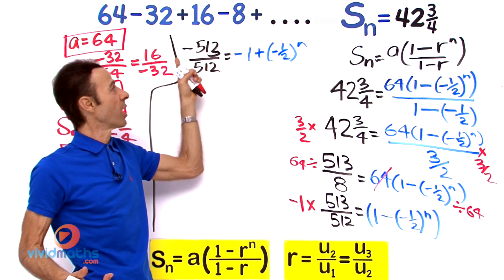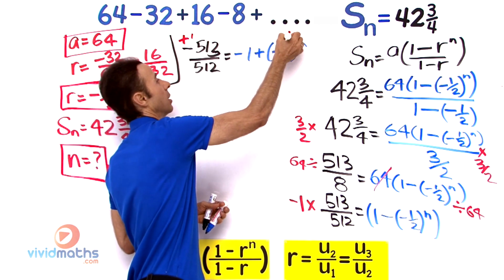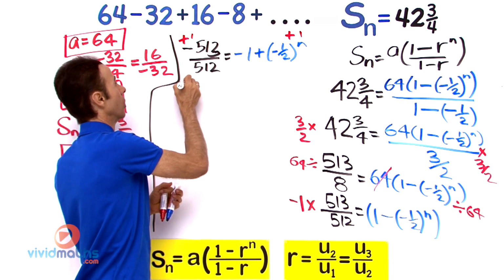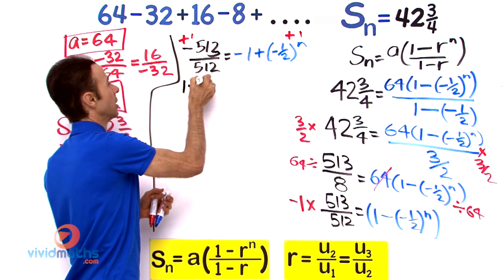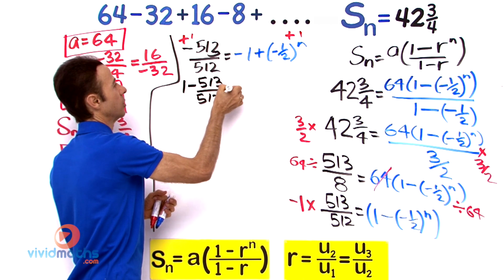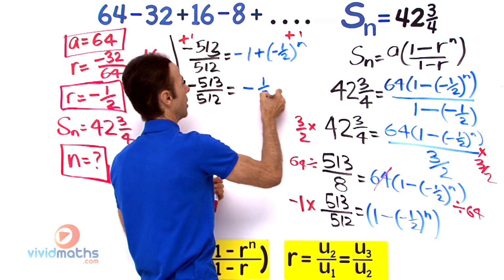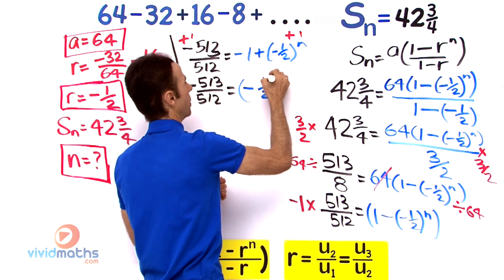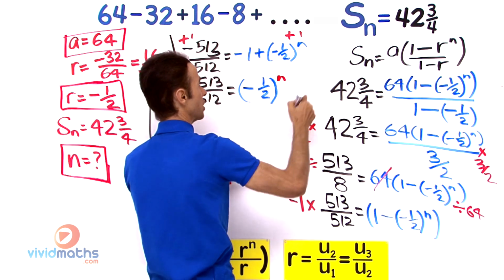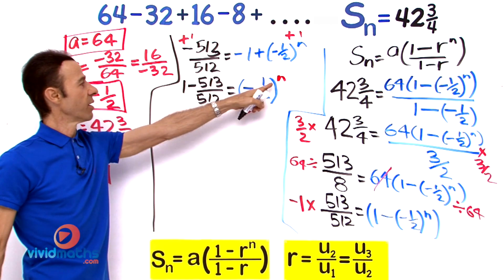Well, now it's easy to take this guy and bring it over there. So let's add 1 to both sides. That means we're going to have here 1 minus 513 on 512, which equals negative 1/2 to the power of n. I'm going to put n as red because that's what we're after. Just put a little boundary there. So there's our n we're after.